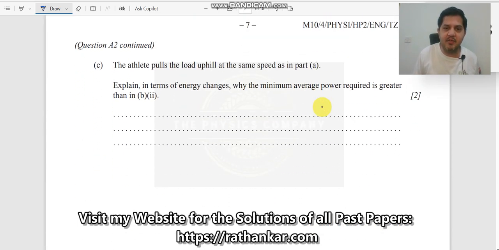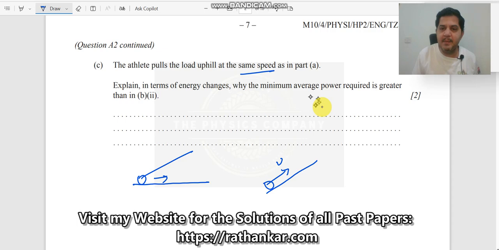The athlete pulls the load uphill at the same speed as in part A. Now instead of moving the object horizontally like this, he moves it uphill, which means he's going to move it like this. Explain in terms of the energy changes with the same speed. So he is having the same speed over here. Explain in terms of energy changes why the minimum average power required is greater than in B. Okay, so therefore it should be larger.